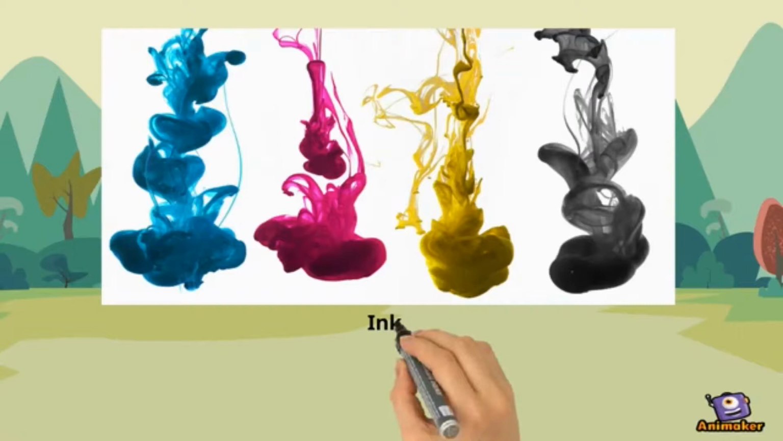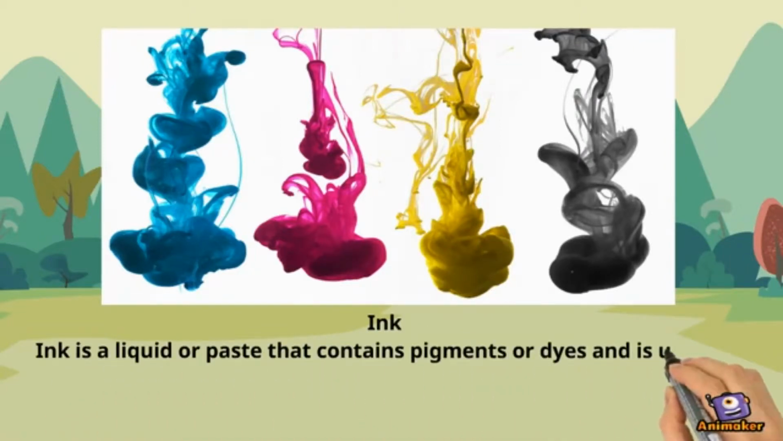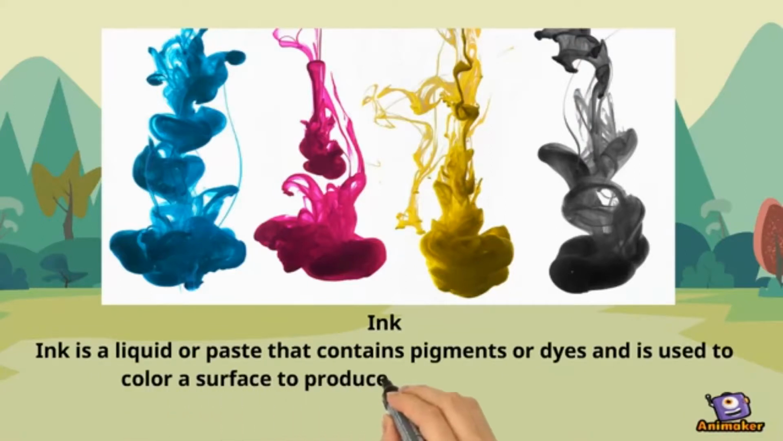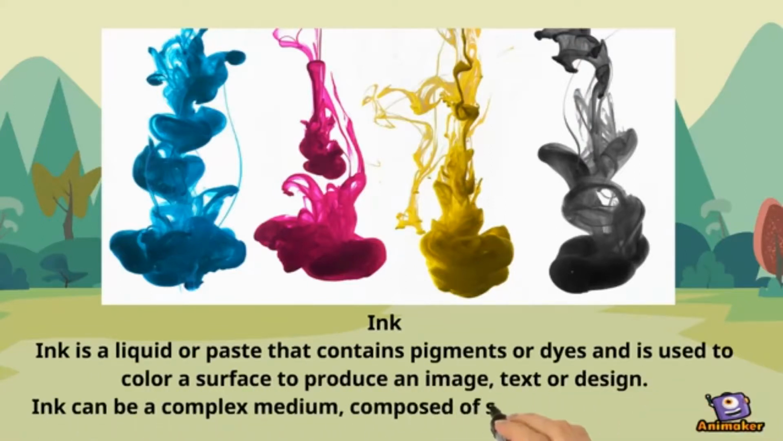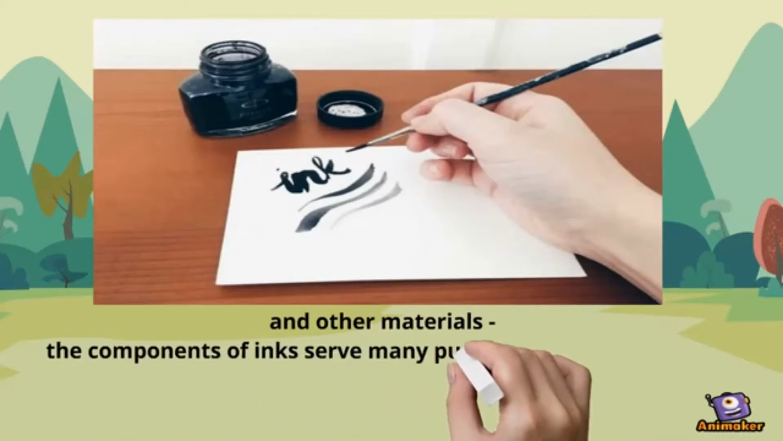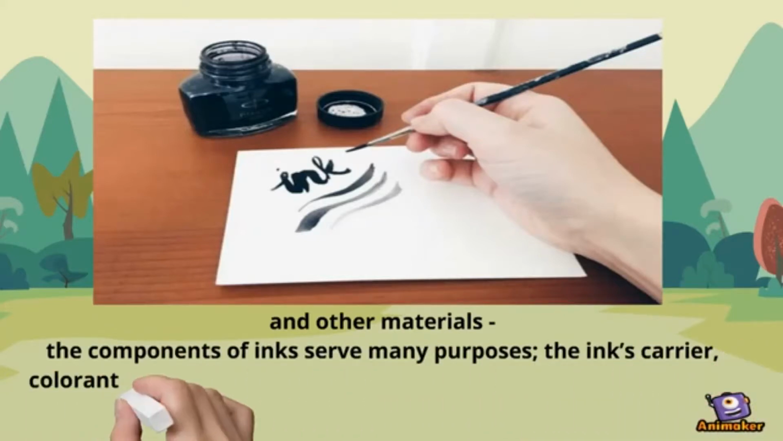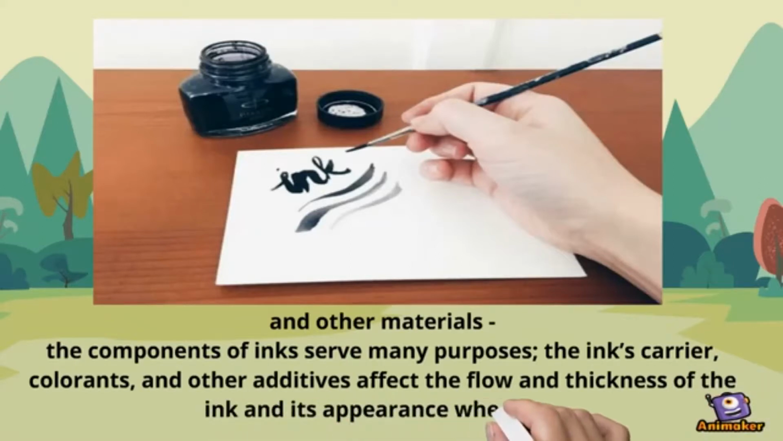Ink is a liquid or paste that contains pigments or dyes and is used to color a surface to produce an image, text, or design. Ink can be a complex medium, composed of solvents, pigments, dyes and other materials. The components of inks serve many purposes. The ink's carrier, colorants, and other additives affect the flow and thickness of the ink and its appearance when dry.